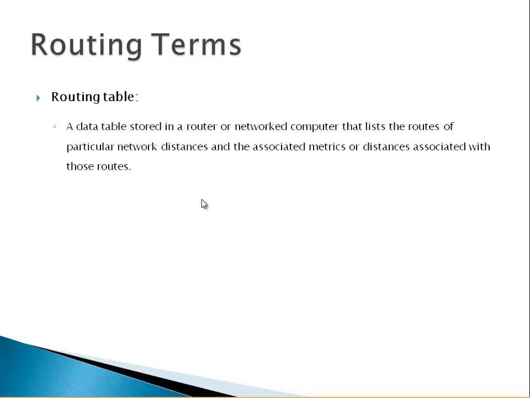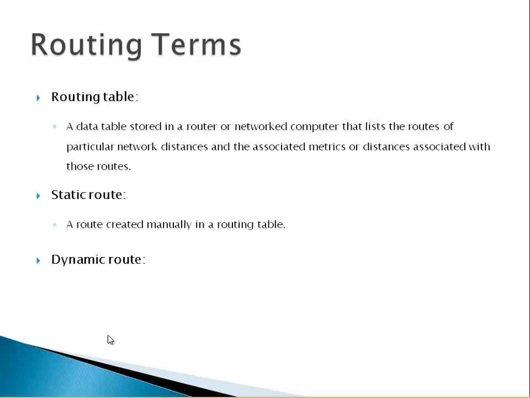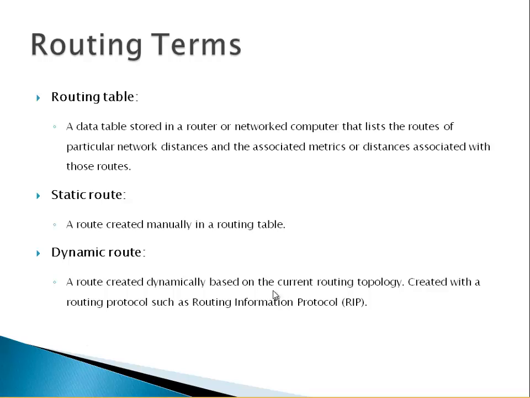The router holds particular network destinations and the associated metric, or distance, for those routes. A static route is where we create the routing table by adding the route to the routing table statically, manually. Or a dynamic route, where you learn the routes, for example by using a protocol like RIP.